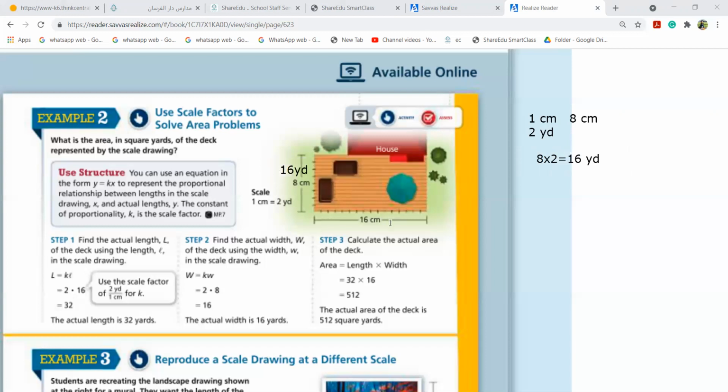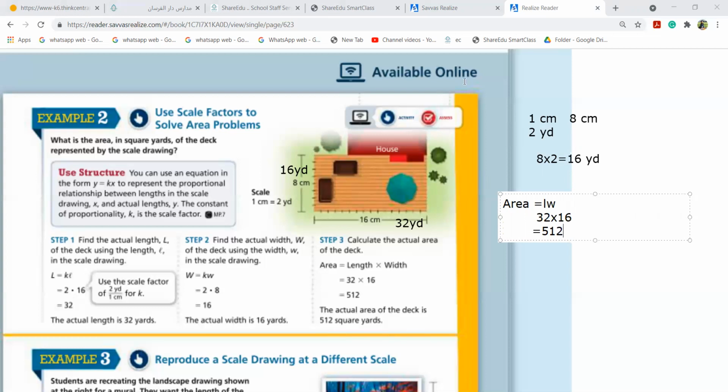And here you will get 32 yards because again I'll multiply with 2. Why am I multiplying with 2? Because 1 centimeter is 2 yards. So 16 centimeter will be 16 times 2, 32. Now I got 16 and 32. Now what is the area? Now they ask you to form the area. That is length times width. So what is the length? 32. And what is the width? 16. When I multiply both, I got 512. So the actual area of the deck is 512 square yards.